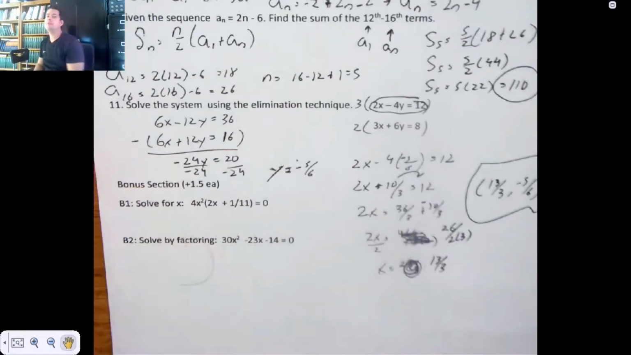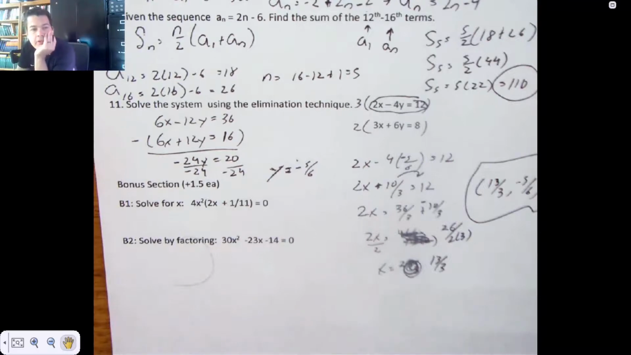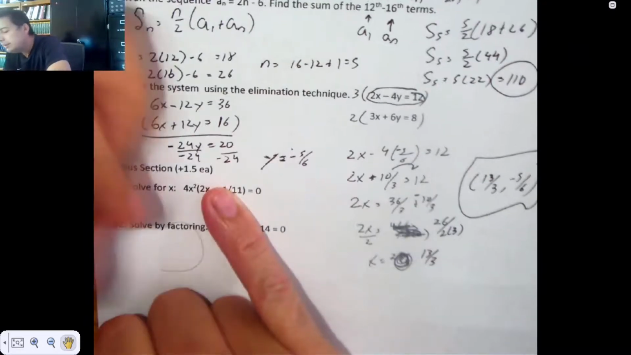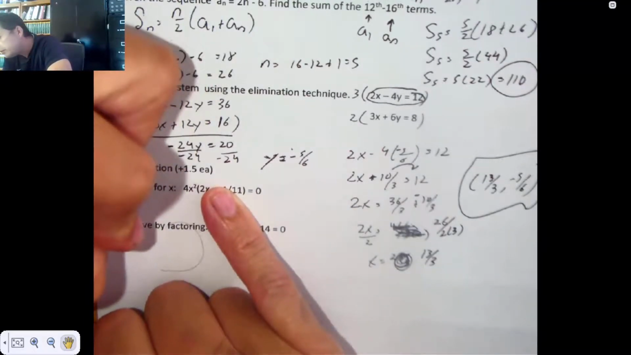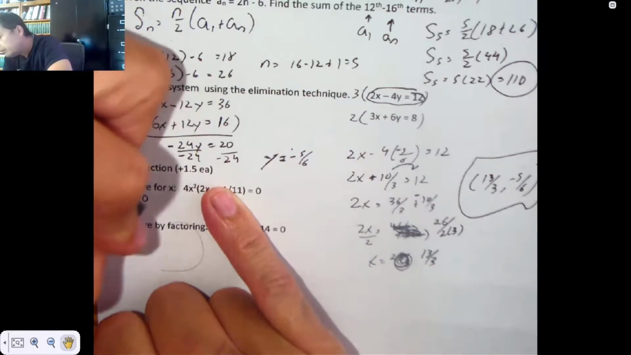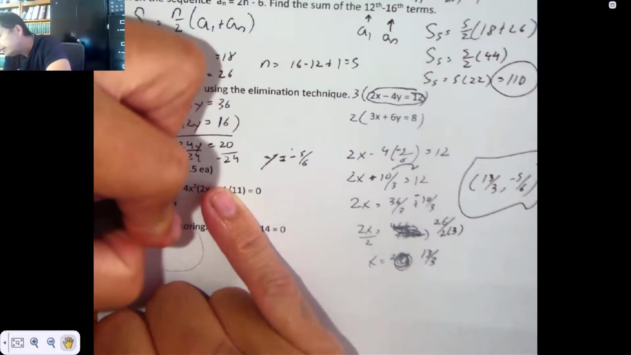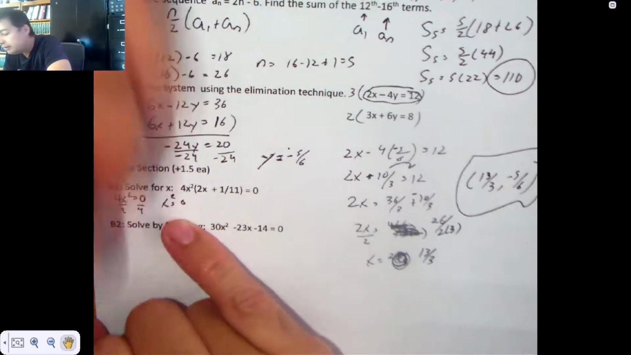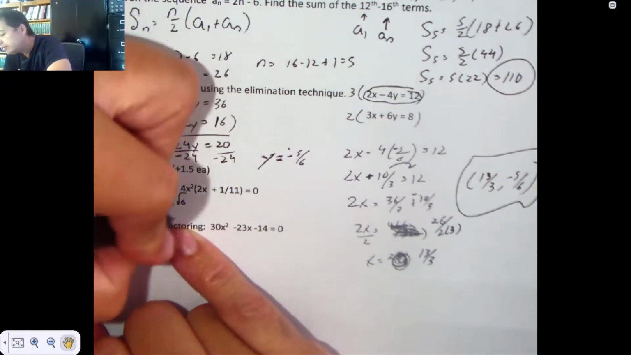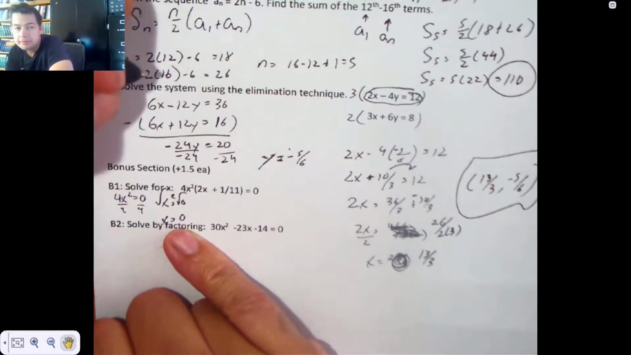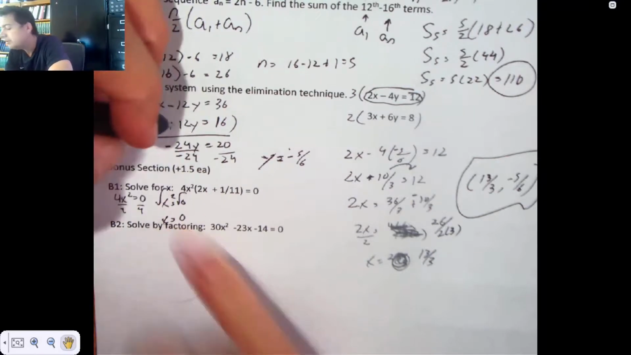All right, bonus questions and we're done. Solve for x. 4x squared times 2x plus an 11th is 0. We take a finger and we cover up. 4x squared is nothing. Divide by 4. X squared is nothing. And the square root of 0 is 0. This is what we call a double zero. It happens twice because there's a 2 there for the exponent.